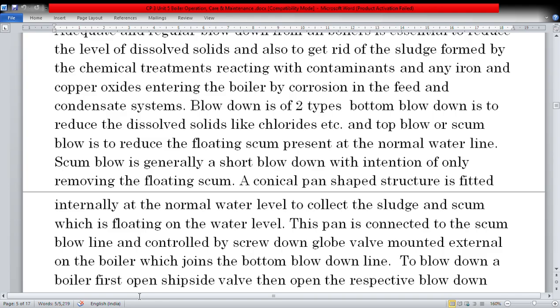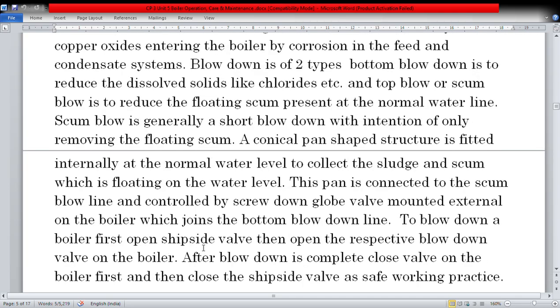To blow down a boiler, first open the shipside valve. In the shipside there are also two valves given, and on the boiler side also there are two valves. This is a general layout, though it varies from ship to ship.